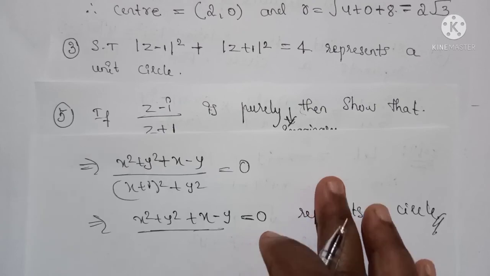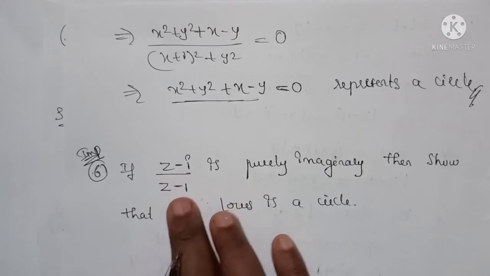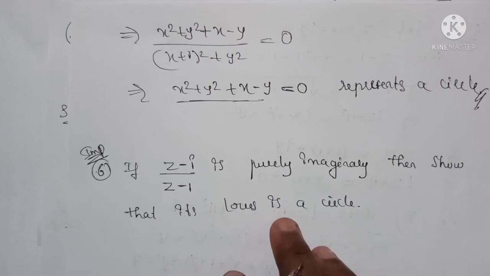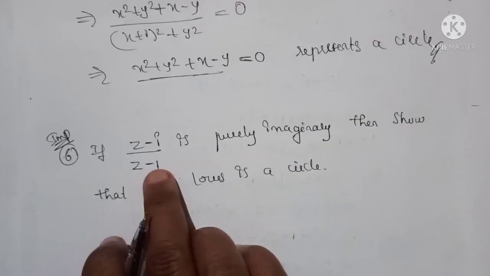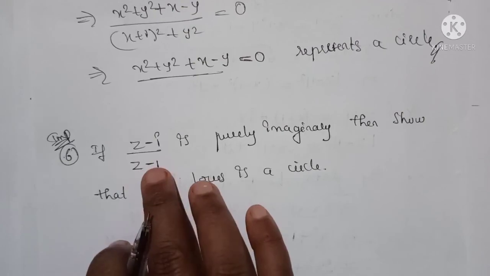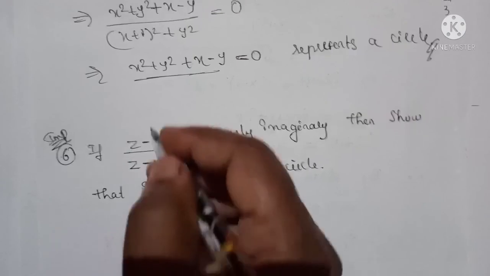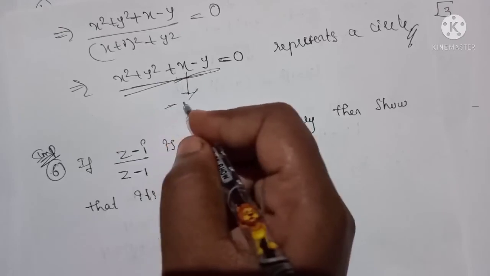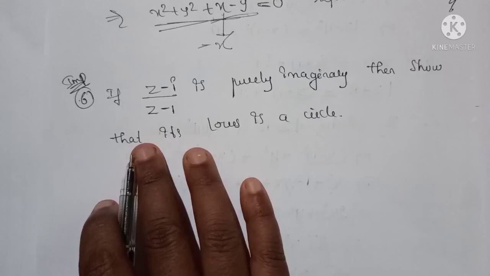Okay, so similarly you try this sixth problem. If (z minus i) divided by (z minus 1) is purely imaginary, then show that its locus is a circle. This is almost similar to the fifth one, only the difference is in this sign, z minus 1. There we solved z plus 1, so here you need to change to z minus 1 and the answer will be almost the same, only the difference is that here you will get minus x. This is important for your exam. Try this by yourself.